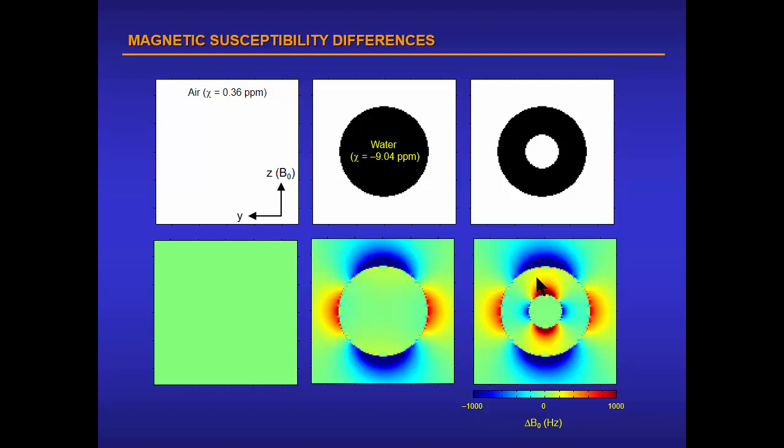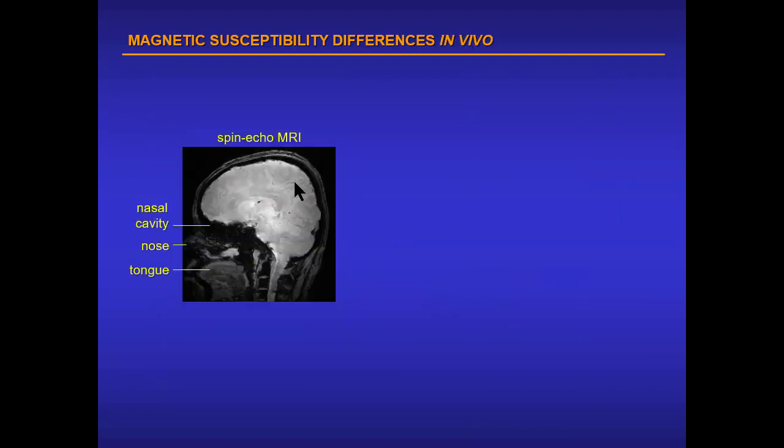Now, you may say, this is highly artificial. We never see this scenario in vivo. But the reality is that you do see this very often, because we can see the human head as being kind of a sphere of water, whereas the nasal cavity is a little sphere of air right underneath it. So we have an air-to-water susceptibility boundary right there.